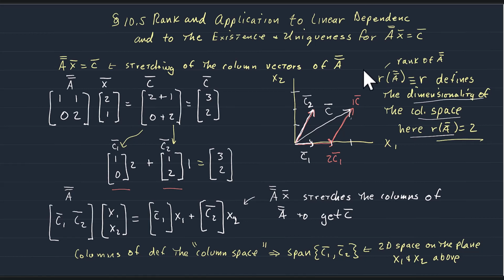And of course, all possible solutions for C can only lie in the column space of A for the system to be consistent, right? So if we stretch A by a vector x, we can only get a new vector that lies in the column space of A, if the system is consistent.